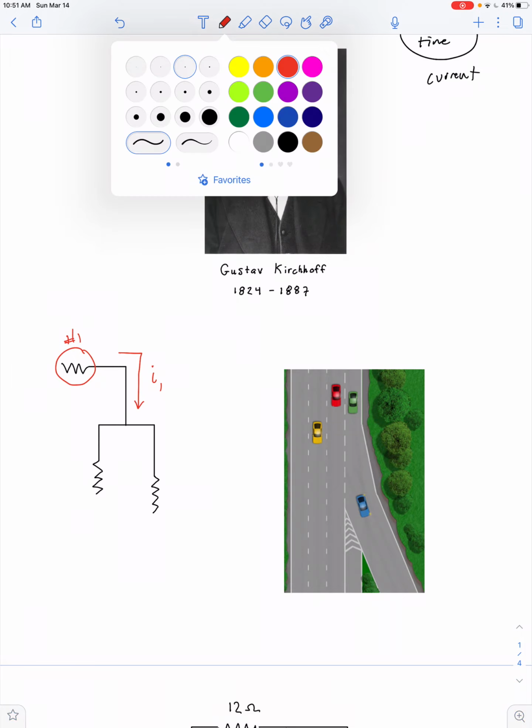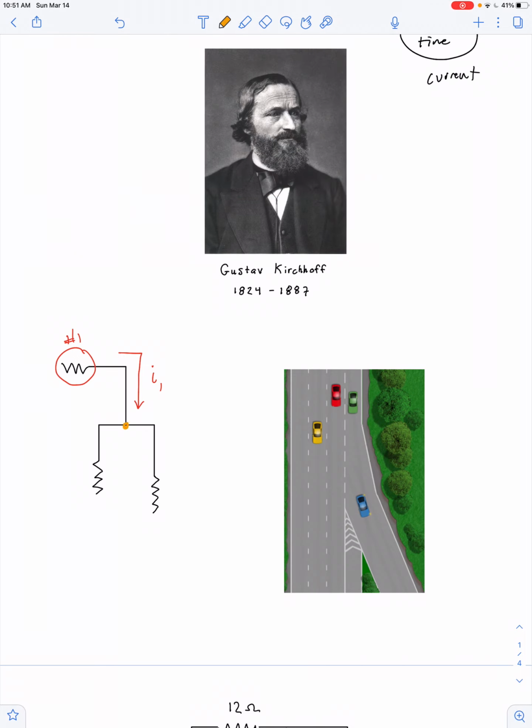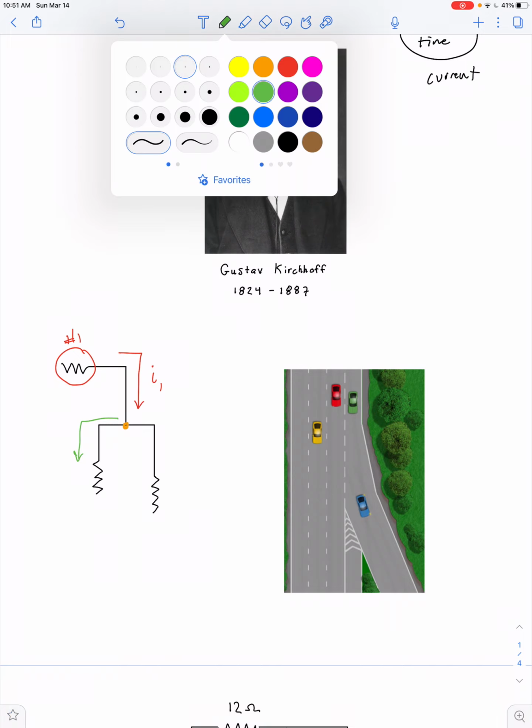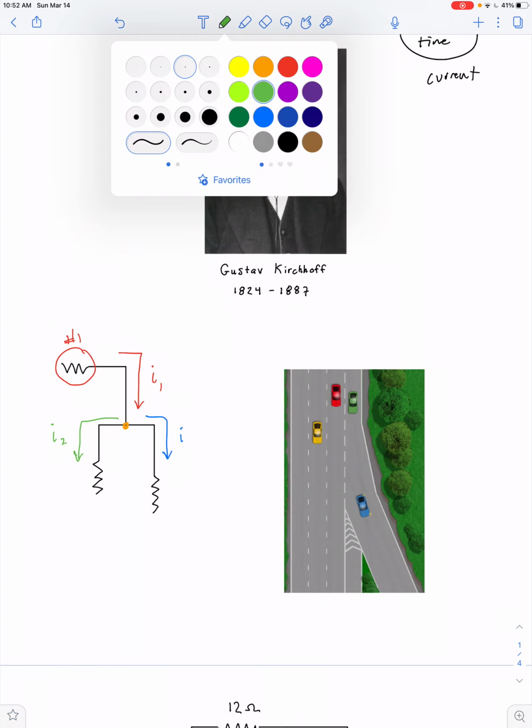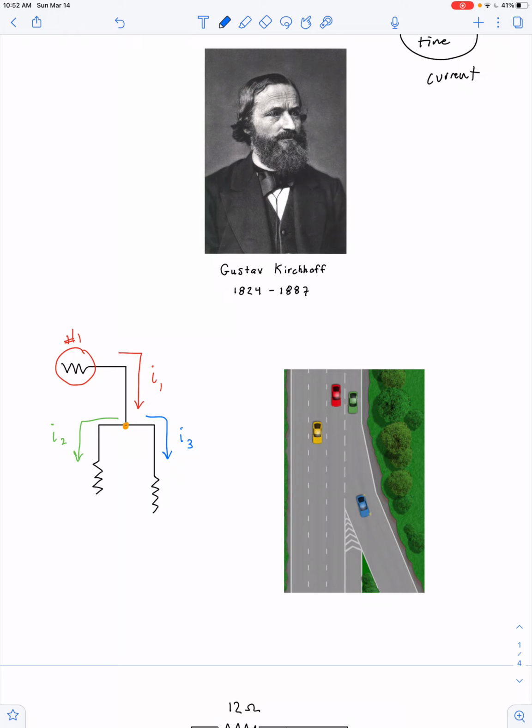Now, that current reaches a junction. It splits up into two paths. Some of that current is going to flow through the resistor on the left, and of course some of that current is going to flow through the resistor on the right. So we can label these as different values of I. How about I2 and I3?